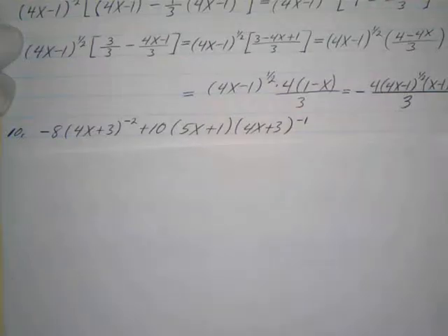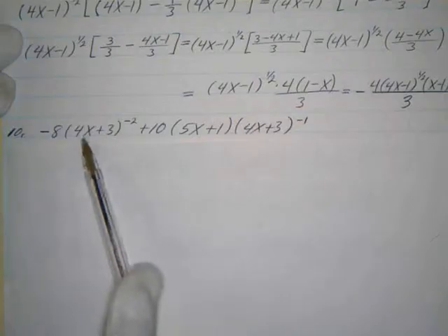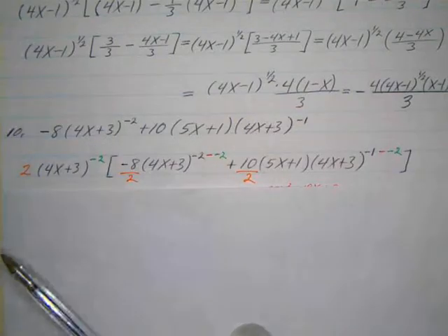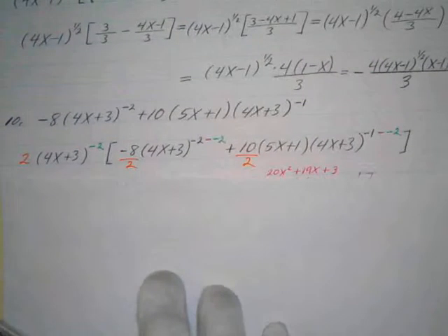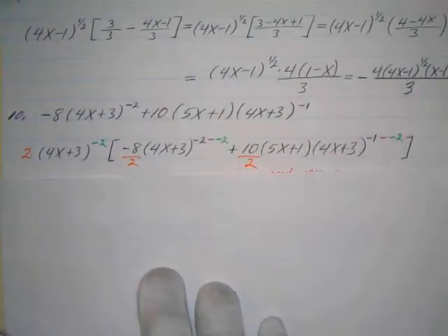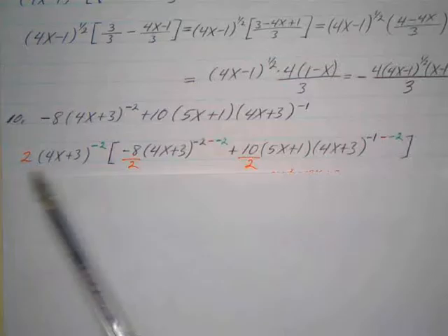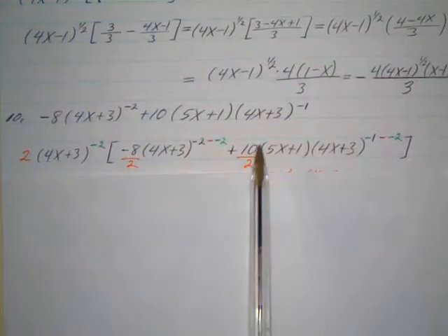Okay, look at this one. So again, we have a numerical factor of 2, and we've got this 4x plus 3 in both, and the least power is negative 2, so I'm going to factor out a 2 and 4x plus 3 to the negative 2. So that's what I'm going to factor out. That's my least power here. And again, what I did was I divided by 2, so I divided the negative 8 by 2 and the 10 by 2.